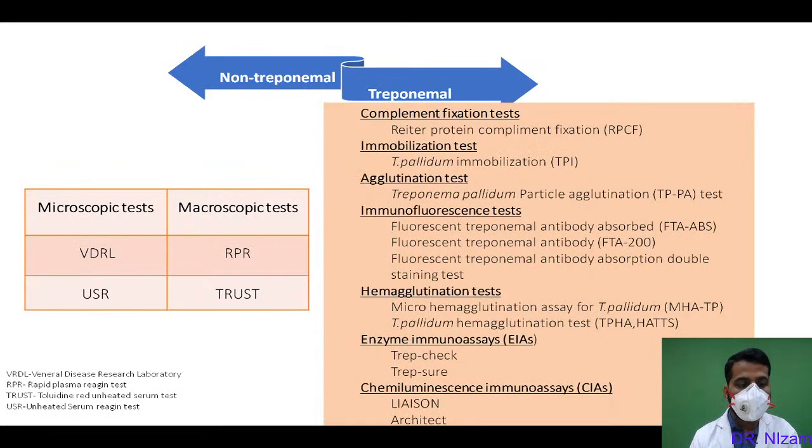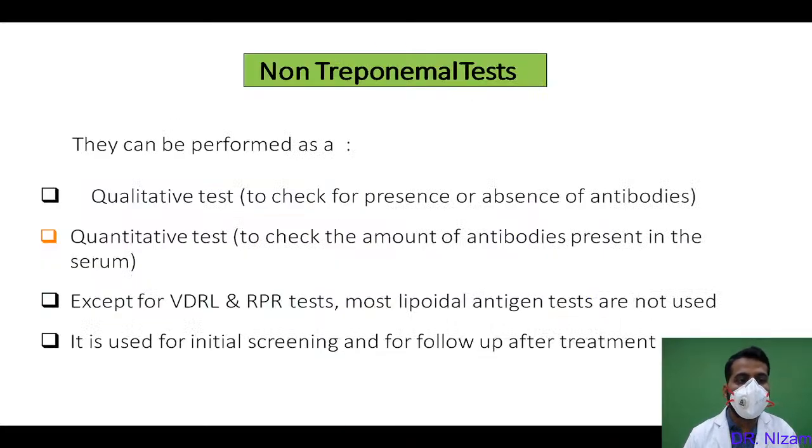Going to the non-treponemal tests first, that is the VDRL and the RPR. They can be performed as quantitative and qualitative tests. Qualitative is the presence or absence, that is reactive or non-reactive, and the quantitative test checks the amount of antibodies present in the serum. Except for the VDRL and RPR, most other lipid antigen tests are not used. It is used for initial screening and for follow-up of the treatment, which is the important point here.